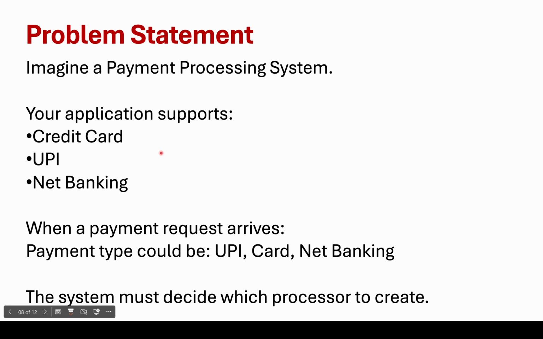So let's understand this pattern with a problem statement. We have been given a payment processing system. My application supports different payment methods like credit card, UPI, net banking. Whenever a request arrives, it could be of any type: UPI, card, net banking. So the system must decide which processor to use, which object to instantiate.